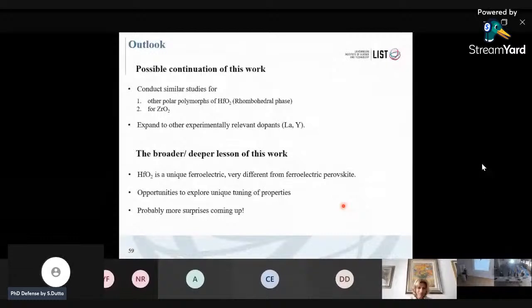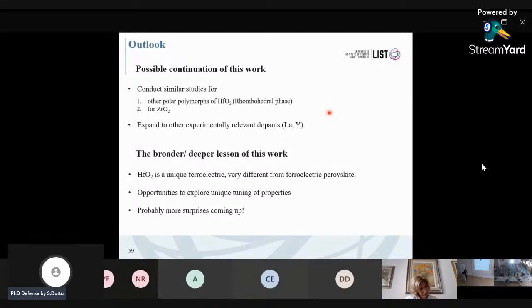So here, having found this interesting behavior in the orthorhombic ferroelectric phase, we were thinking that this kind of study can be conducted, for example, in other polar polymorphs, for example, as I just mentioned, the rhombohedral phase. And simply we can repeat it for zirconia also, because who knows, maybe zirconia could also be an exotic ferroelectric like hafnia. And since here I have only worked with isovalent dopants, we can also work with the other experimentally varied dopants, for example, lanthanum or yttrium.